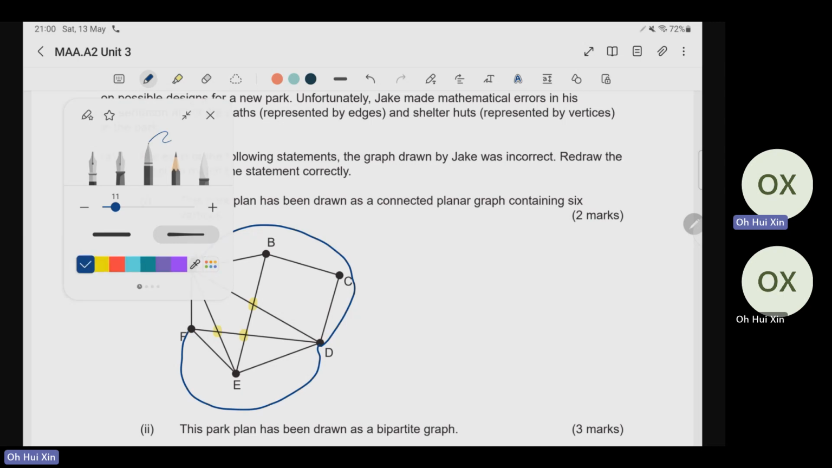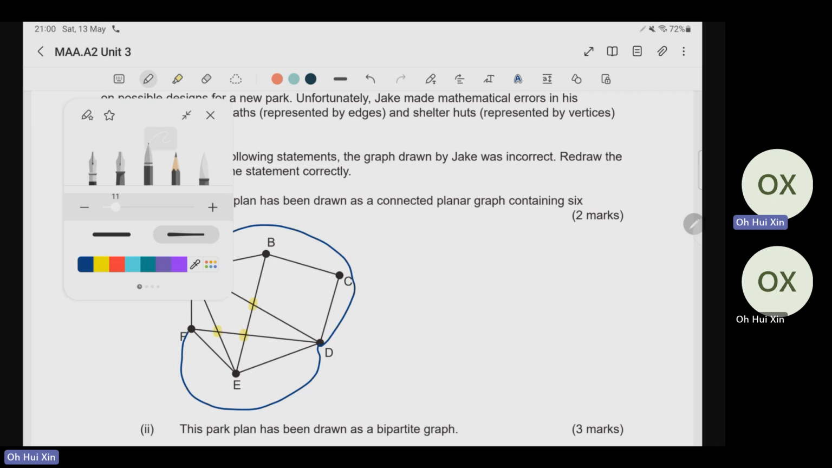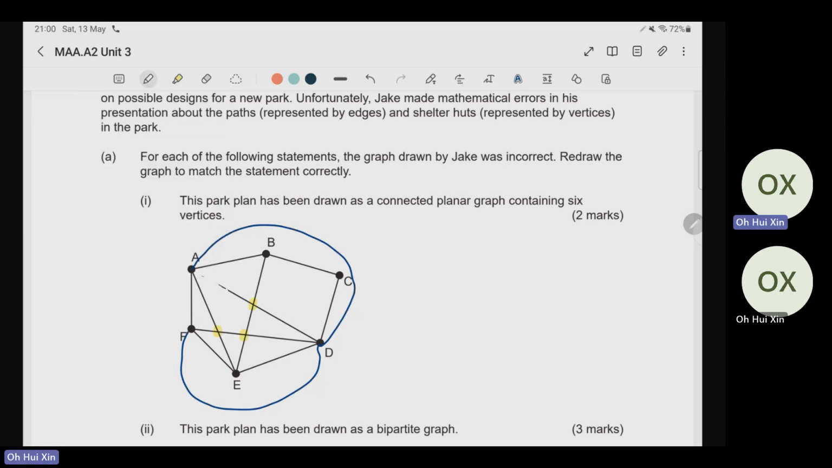So in this case, you will remove your AD. Then you can have your AD outside. Then you can have your FD outside, right? Then you can see that they don't cross over each other anymore.